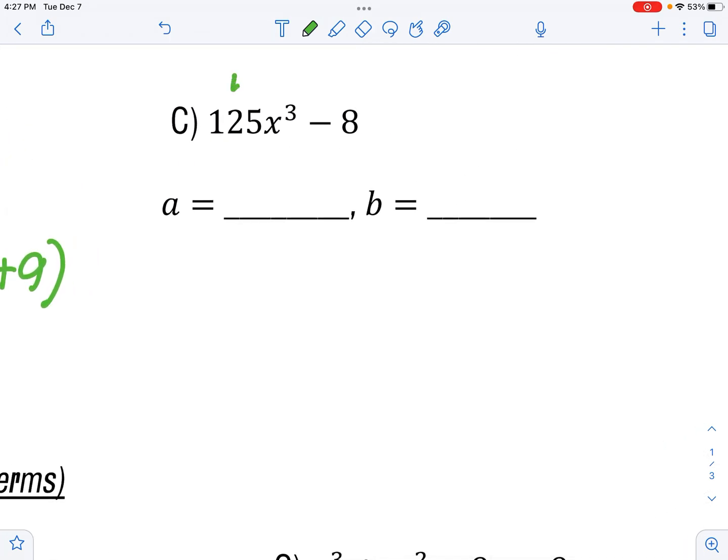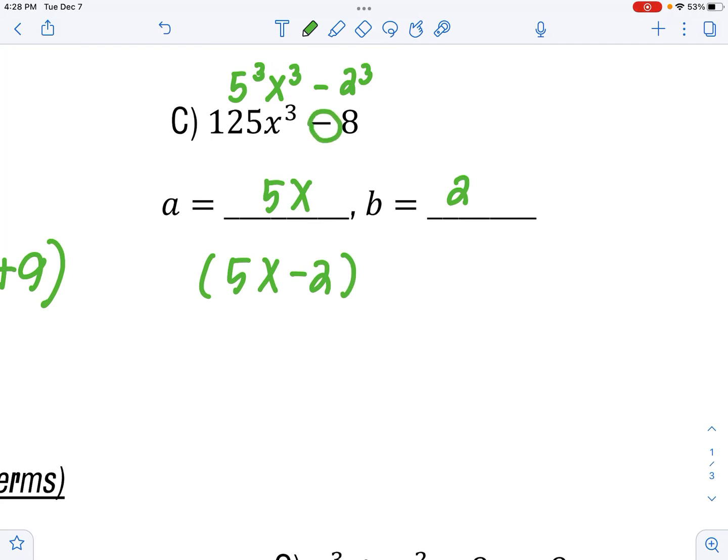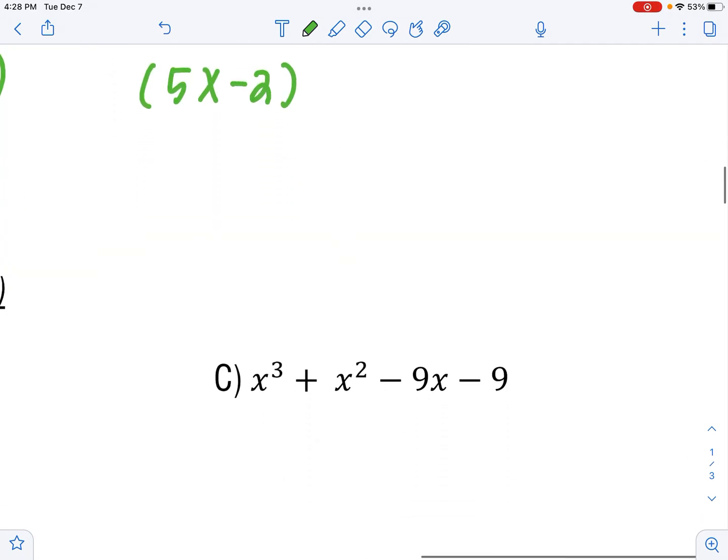All right, one more. 125 is 5 cubed. If you want to pause the video and try this one, it's a good idea to do that. This is x cubed minus 8 is 2 cubed. So A is 5x, B is 2. Copy the base, 5x minus 2. Once again, it's minus because of this sign right here.